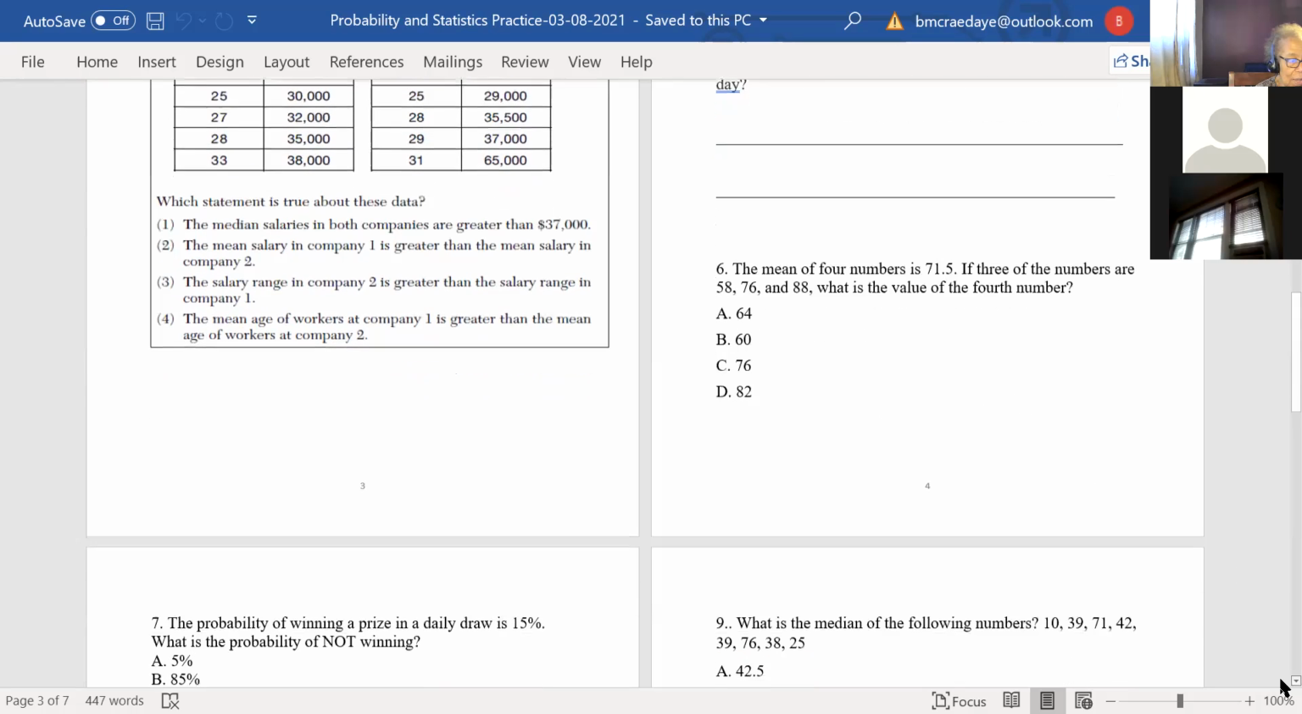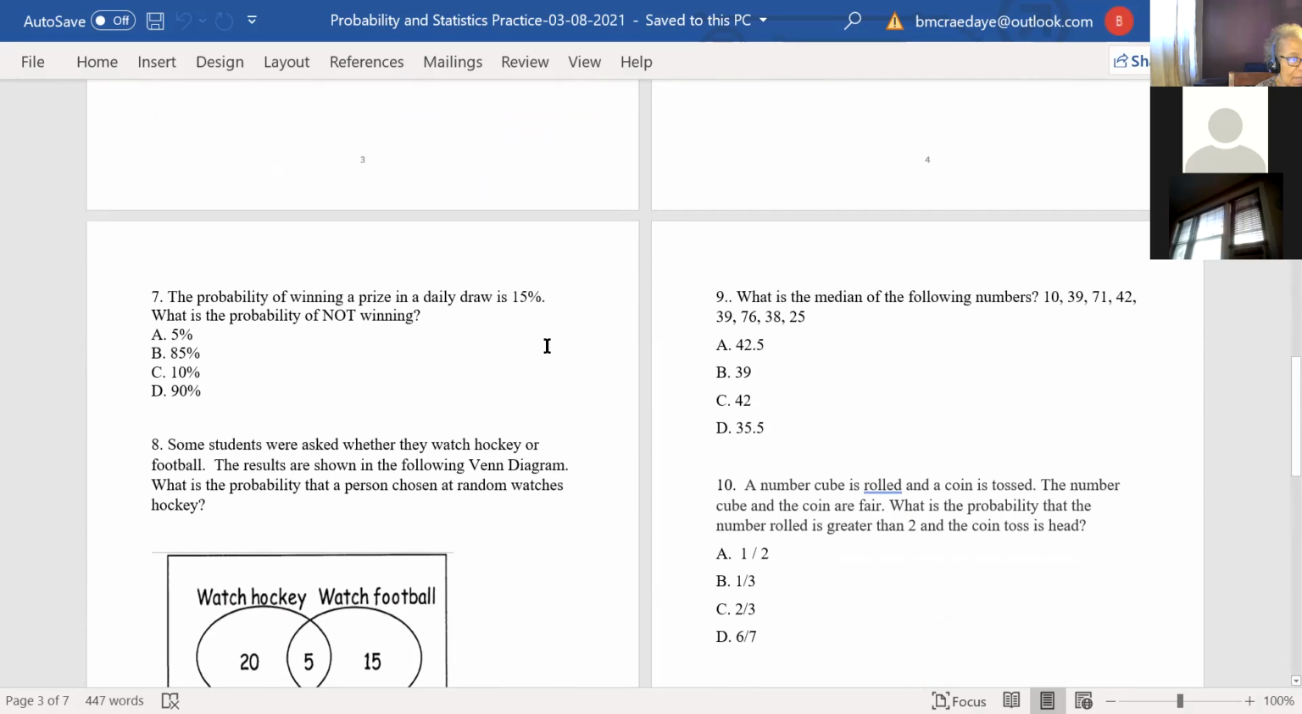Now, let's go to number 7. And this one, what's the probability? If the probability of winning is 15%, what's the probability of not winning? Okay. What is it, Maureen? What's the probability of not winning? Okay, 15% was the probability of not winning. That'd be like 5%.